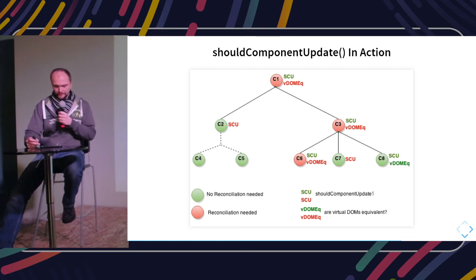For C1 and C3, shouldComponentUpdate returned true, so React had to go down to the leaves and check them. For C6, shouldComponentUpdate returned true, and since the rendered elements weren't equivalent, React had to update the DOM. The last interesting case is C8. React had to render this component, but since the React elements it returned were equal to the previously rendered ones, it didn't have to update the DOM.